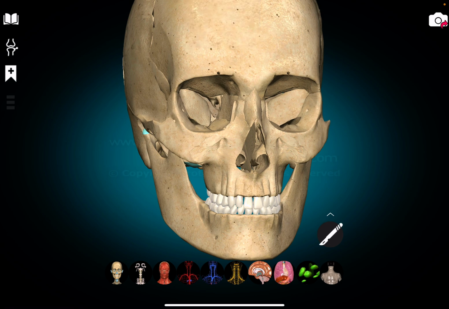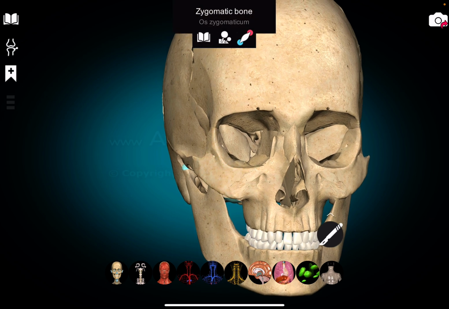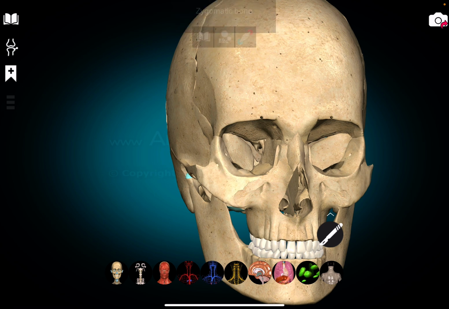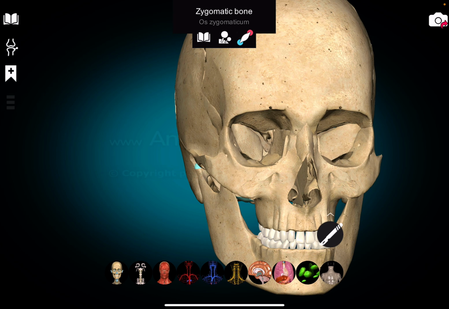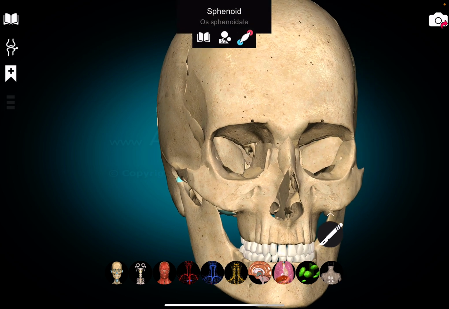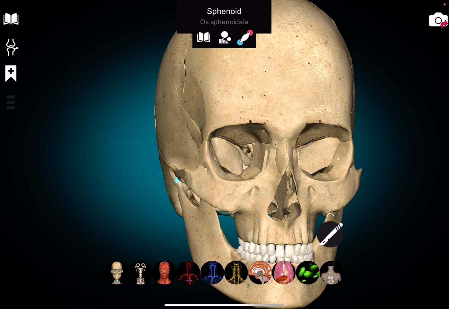And it has got an orbital surface, which is here. On this orbital surface, you see a foramen which is called zygomatico. If it comes towards this anterior side, it is zygomaticofacial. If it goes towards the temporal side, it is called zygomaticotemporal. So, this is the zygomatic bone. But behind the zygomatic, you see this bone. Now, this bone is the greater wing of sphenoid.